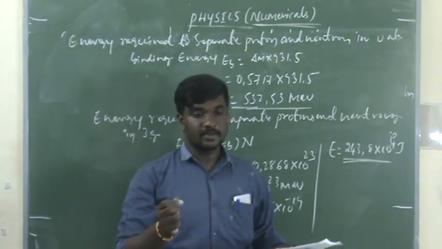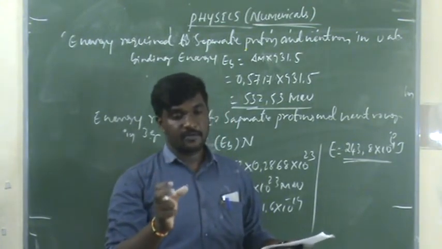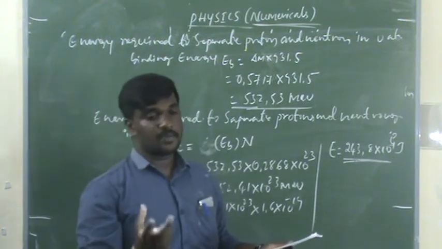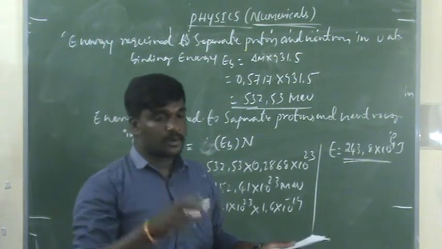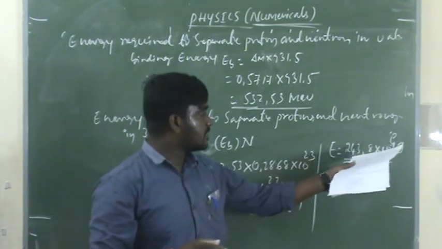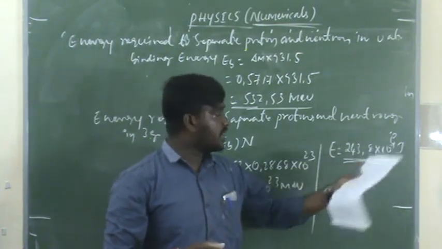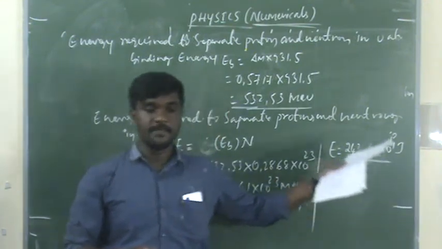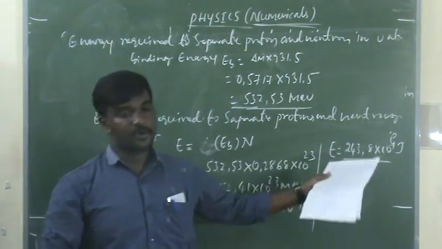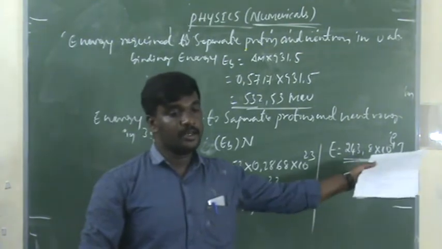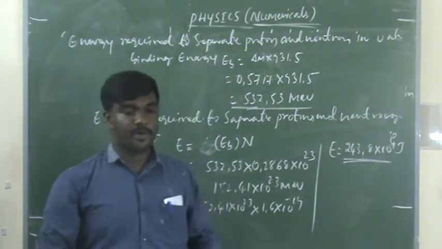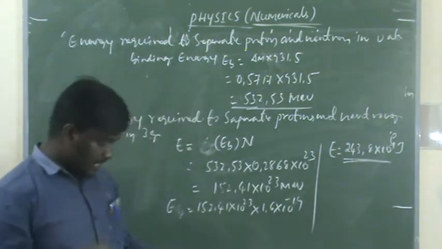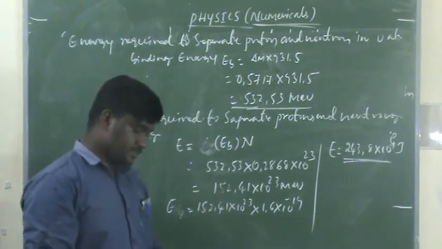in 3 grams. What is the weightage of the coin? That is 3 grams. So how much energy is required to separate protons and neutrons in that weightage? That is 243.8 into 10 to the power of 4 joules. This much energy is required to separate the protons and neutrons in 3 grams of copper. Clear? So that is the answer. So write our next question.